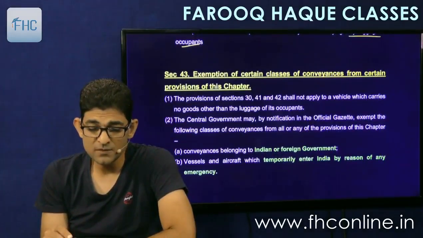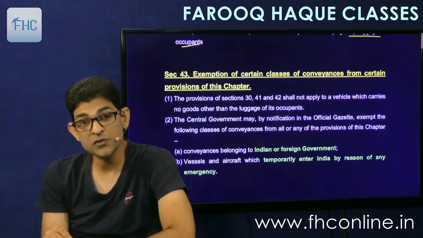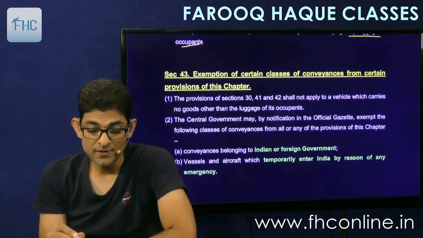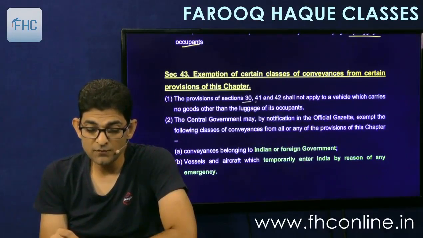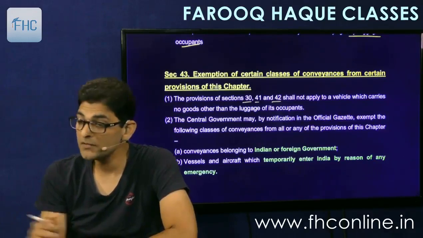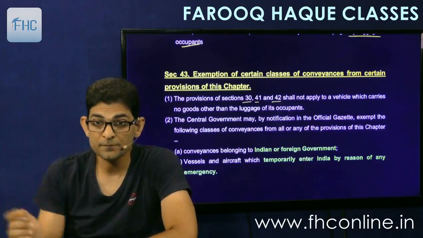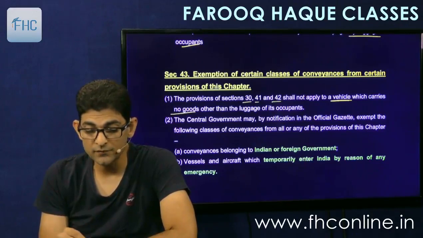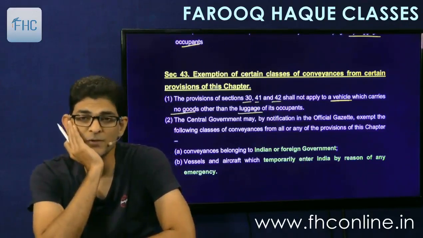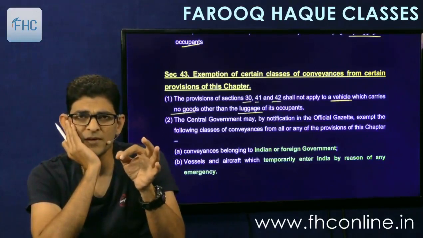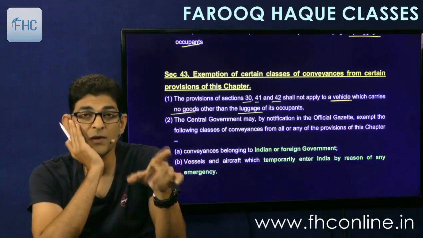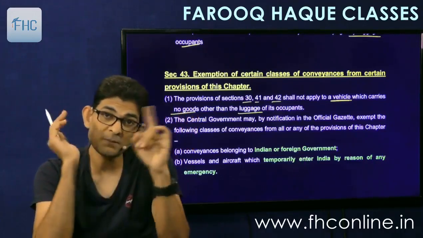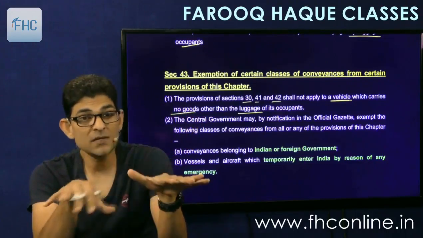And then section 43 says exemption of certain classes of conveyance from this whole chapter. There is import, export, the last lecture, and this will not apply. In which case? So it says the provisions of sections 30, 41 and 42. 30 means import manifest, 41 means export manifest, 42 means departure order. These 3 sections shall not apply to a vehicle which carries no goods other than luggage. So we just saw that purely passenger aircrafts don't have to file an import manifest. They have to file the passenger manifest. They don't have to file an export manifest. Instead, they will have to file the passenger manifest. And they don't need a departure order.